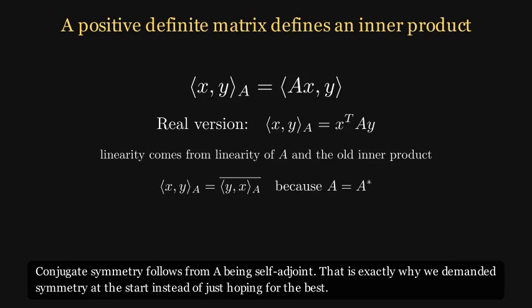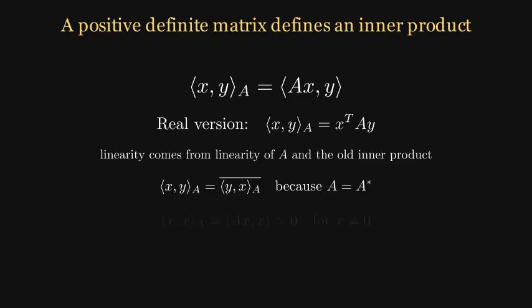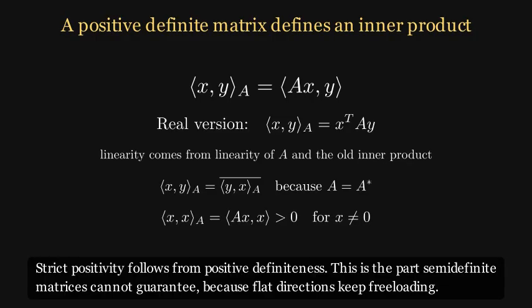Conjugate symmetry follows from A being self-adjoint. That is exactly why we demanded symmetry at the start instead of just hoping for the best. Strict positivity follows from positive definiteness. This is the part semi-definite matrices cannot guarantee, because flat directions keep freeloading.